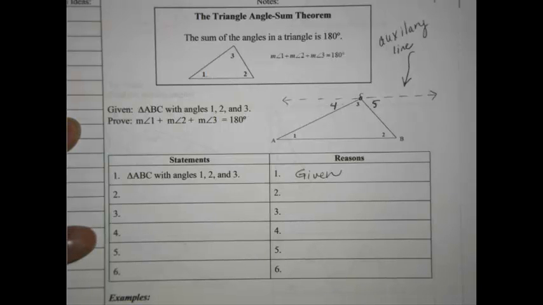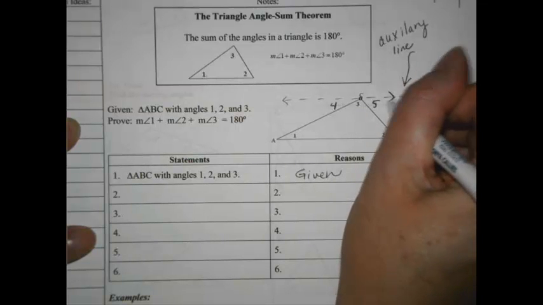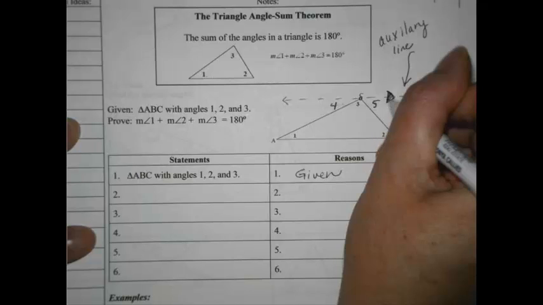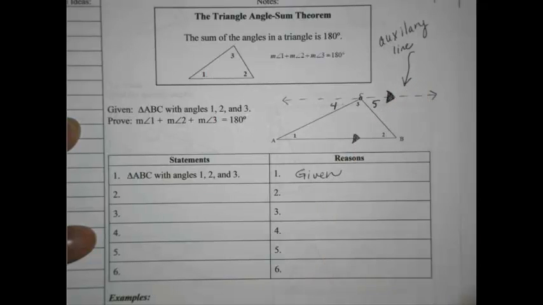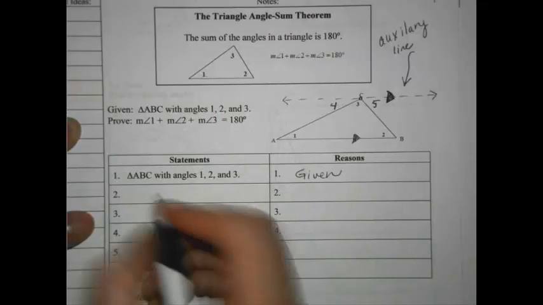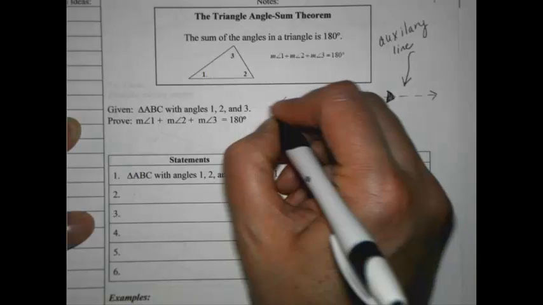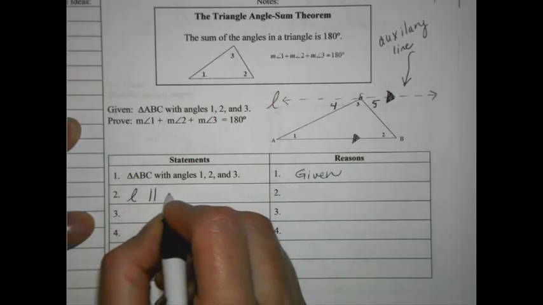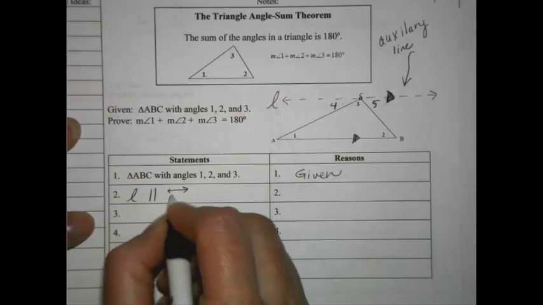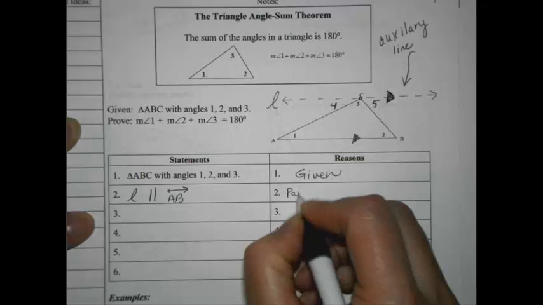But what statements can we make with this auxiliary line being parallel? Let's mark that with the arrows, parallel to this line AB. In fact, let's write that as one of our statements. So we have our auxiliary line, let's name it line L. Line L is parallel to line AB. And that's by our parallel line postulate.